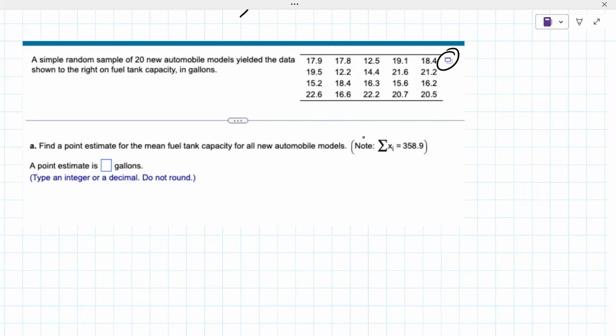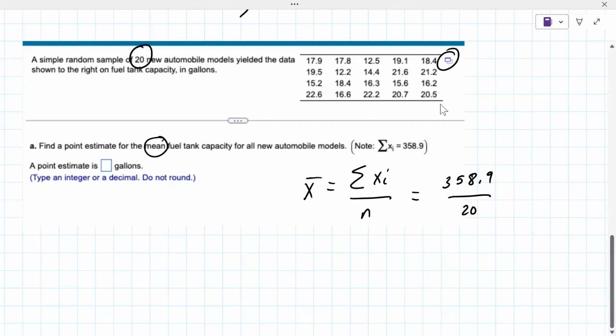So they're asking you first for the mean, or the average. There are 20 values here. The formula for the average is the summation. That's what the sigma stands for. You don't need to know that, but that's what it stands for. So it's this 358.9 divided by 20. That's the average. 358.9 divided by 20 ends up being 17.945. That's for part A. Okay, I'll do that.